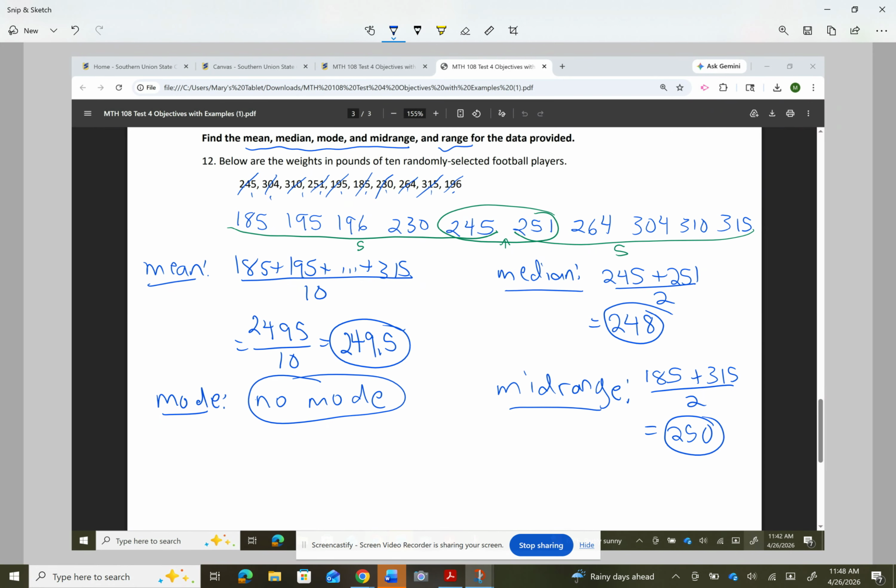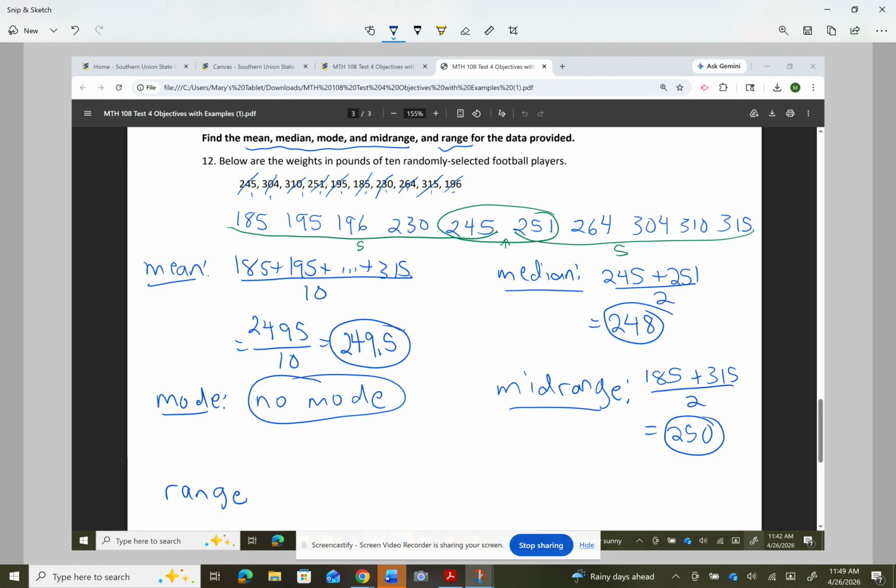Right, and then range is another concept. It's one of the measures of dispersion or spread of the data. Mean, median, and mode are supposed to give you a sense of a typical weight, like an average in quotes, an average weight of a football player. But sometimes one is more appropriate than others.